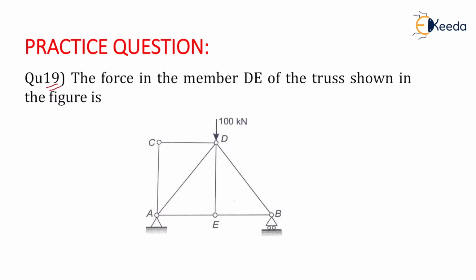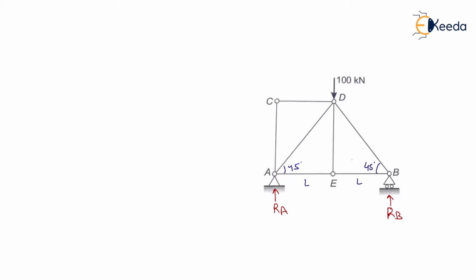The question is written as: the force in the member DE of the truss shown in the figure is. Now we have to determine the force in the member DE, but before finding it, we need to determine the support reaction at A and the support reaction at B. Let the reaction at A be Ra and at B be Rb. Both are acting in the upward direction.